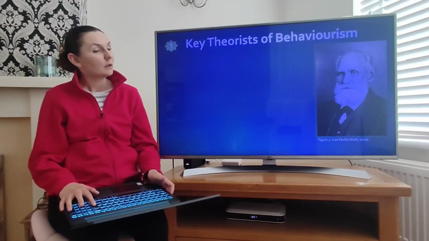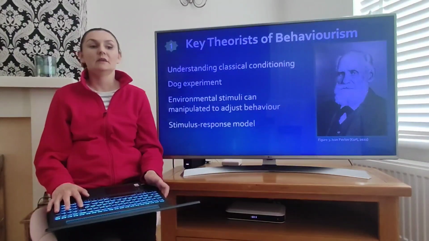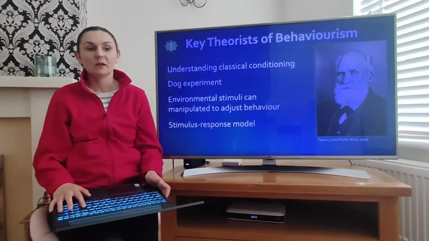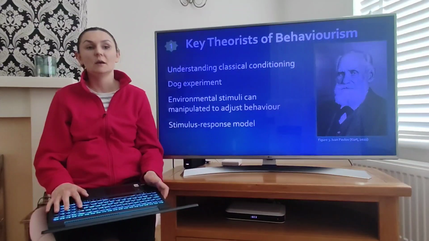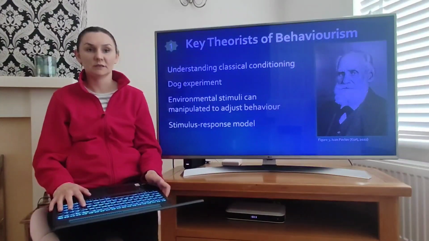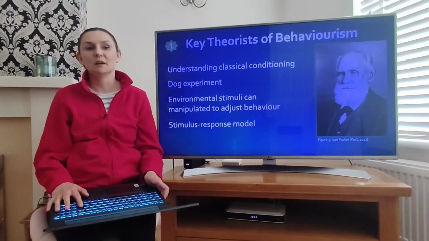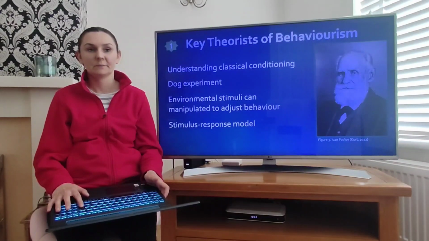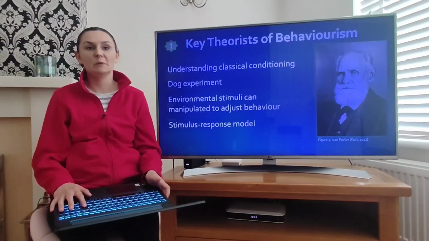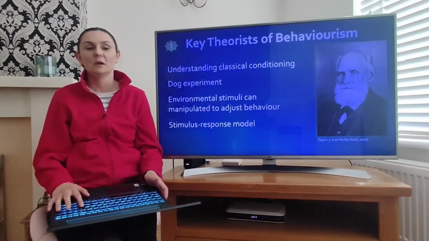Ivan Pavlov is the first of 3 main theories in behaviorism. He discovered classical conditioning by accident while researching the dog's digestive system. Pavlov used a bell as a neutral stimulus, and the dog associated the sound with food and started to salivate without food being presented. The experiment proved that environmental stimuli previously neutral can be manipulated to adjust behavior. His work was published in 1897.